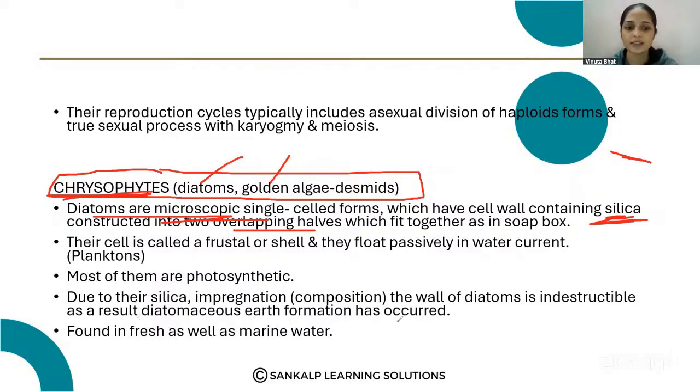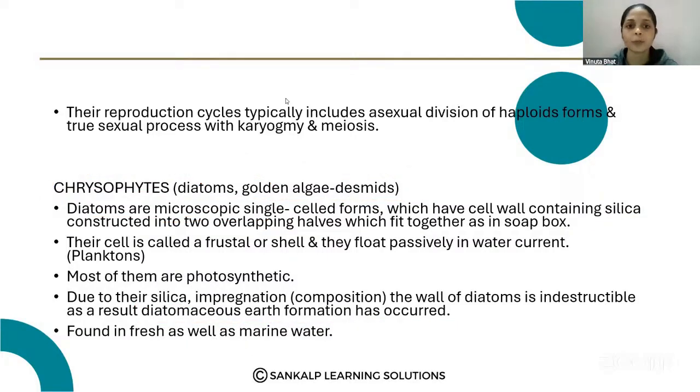So what is this diatomaceous earth? It is the silica that remains after the death of these diatoms, and the deposition of this silica, that is the cell wall of the diatoms, forms the diatomaceous earth, found in fresh as well as the marine water. So the cell wall being silica and the diatomaceous earth, these are all important points related to the chrysophytes. And what is the use of this diatomaceous earth?